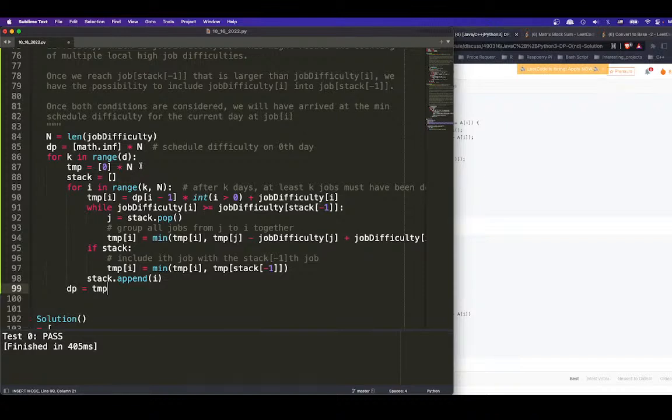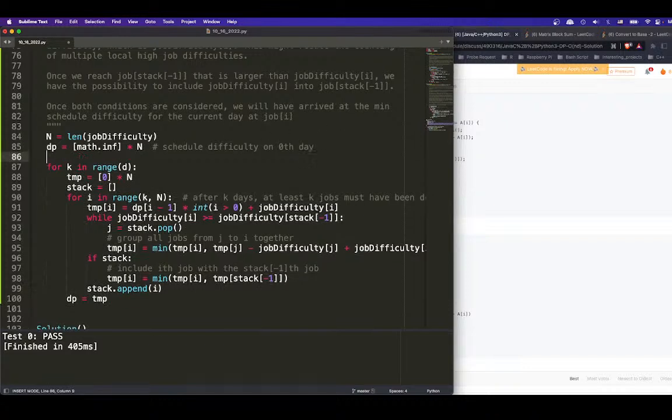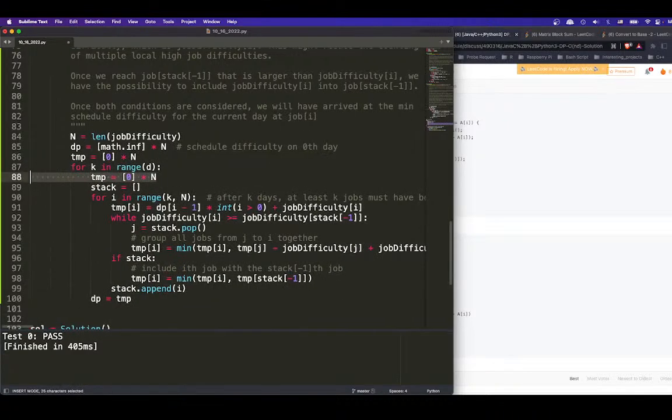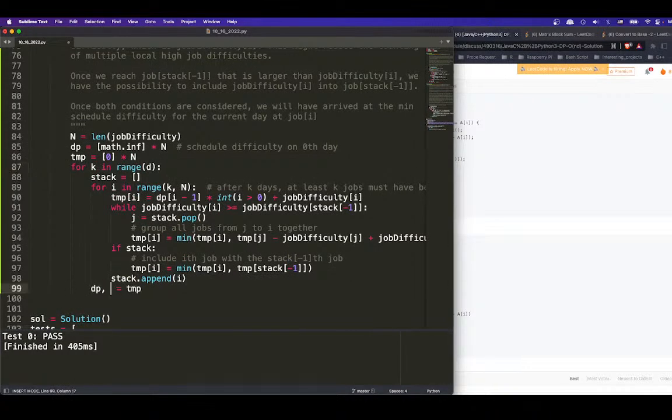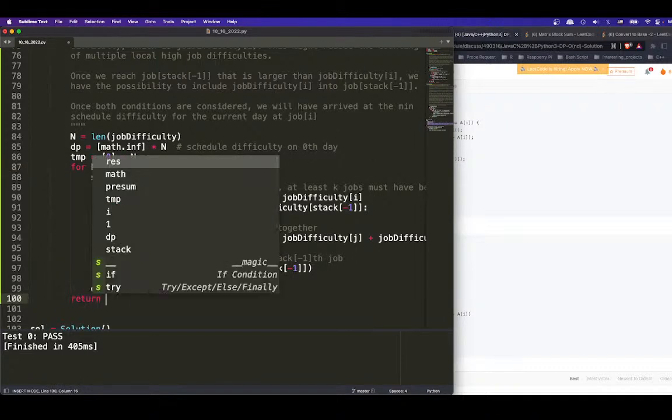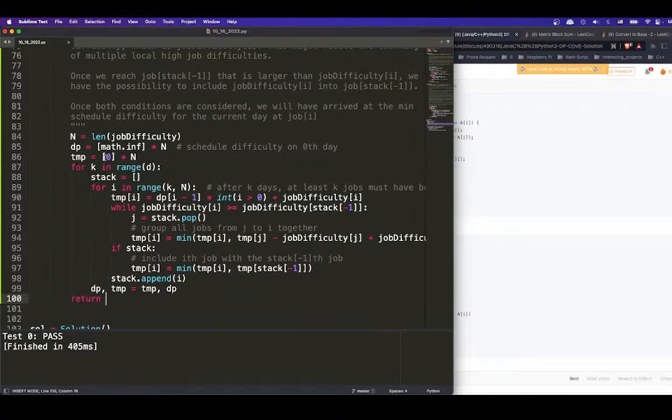In this case, we're creating new things. Yeah, I remember, let's not do this. Let's say temp equals 0 times n, and we can save some. Just swap it, dp, temp equals temp, dp. Once we're done, we return, because at the end of the day, the last day, we swap. So dp is the last day, and I want to know all the jobs, so it's dp[-1].